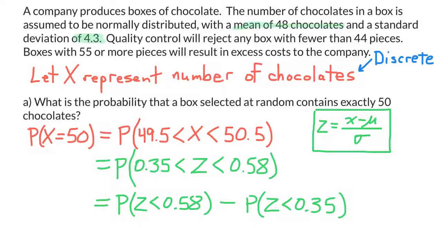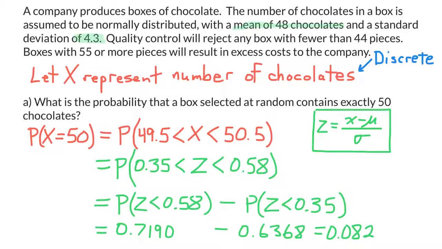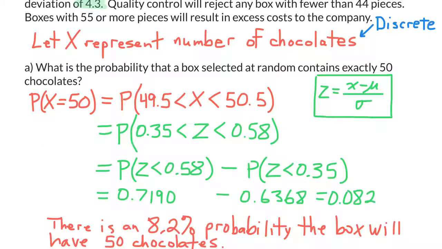So I'm really looking for the probability that the value of z is between 0.35 and 0.58. And if you'll recall from a previous lesson, that's the same as the probability that z is less than 0.58 minus the probability that z is less than 0.35. At this point, you'll use your z-score table to look those up. So the probability that z is less than 0.58 is 0.7190, and the probability that z is less than 0.35 is 0.6368. So when you do the math, you get 0.082. So to answer the question, there is an 8.2% probability that the box will have 50 chocolates.